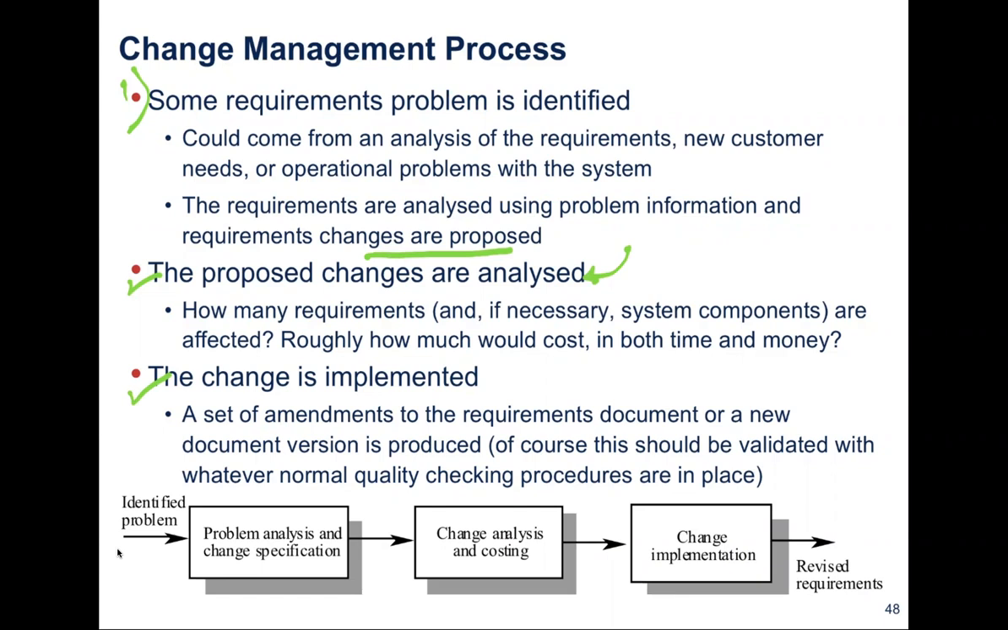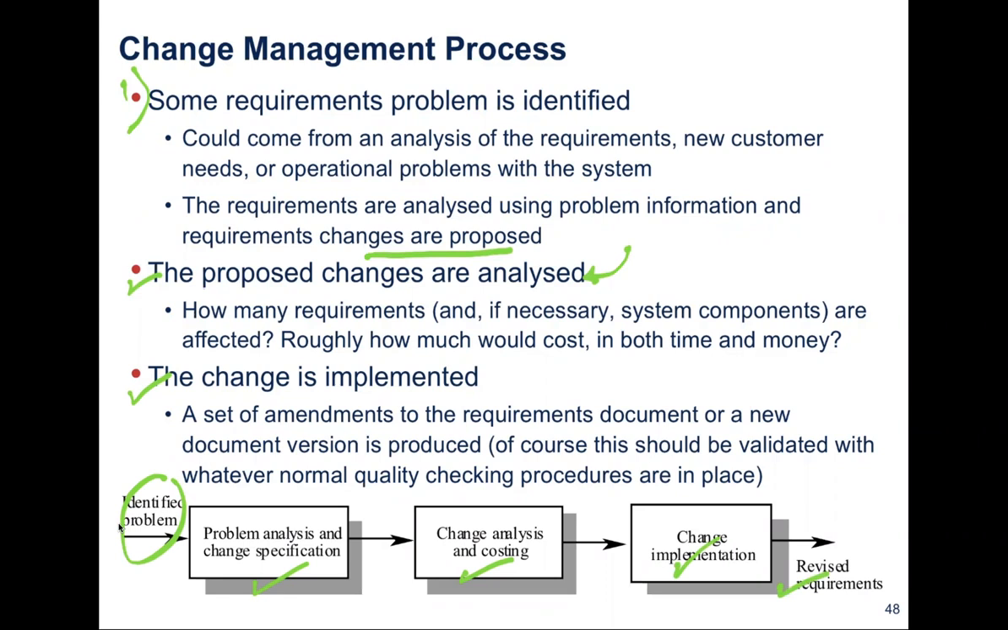So if we look at the change management process, it starts by identifying the problem, which means we have to perform a problem analysis and a change specification. You identify the change and specify it. And then you do change analysis and costing. What would happen if I actually accept the change? Maybe my decision later will be implementing the change or rejecting the change. If you're going to implement the change, we now have a new set of revised requirements.